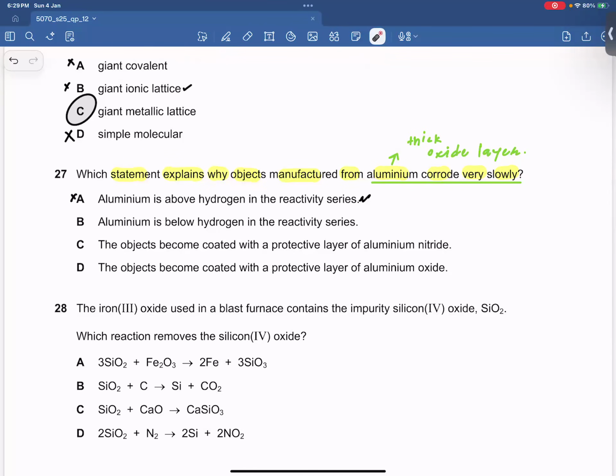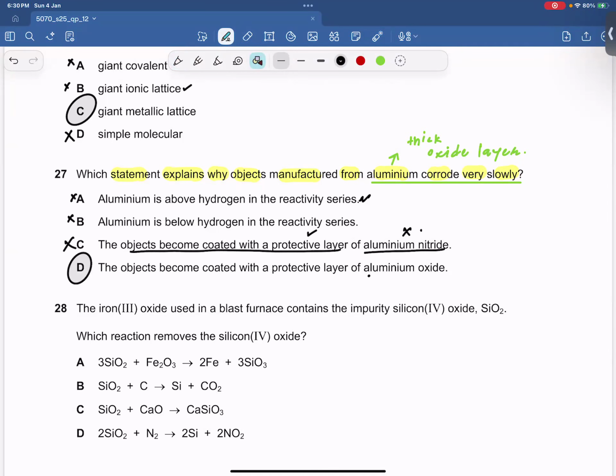Aluminum is below hydrogen in the reactivity series. That's incorrect. The object becomes coated with a protective layer of aluminum nitride. It's aluminum oxide. So the objects become coated with a protective layer, that's correct, but with aluminum nitride, which is also incorrect. Therefore D is going to be the right answer because the protective layer is basically aluminum oxide, and that's true.